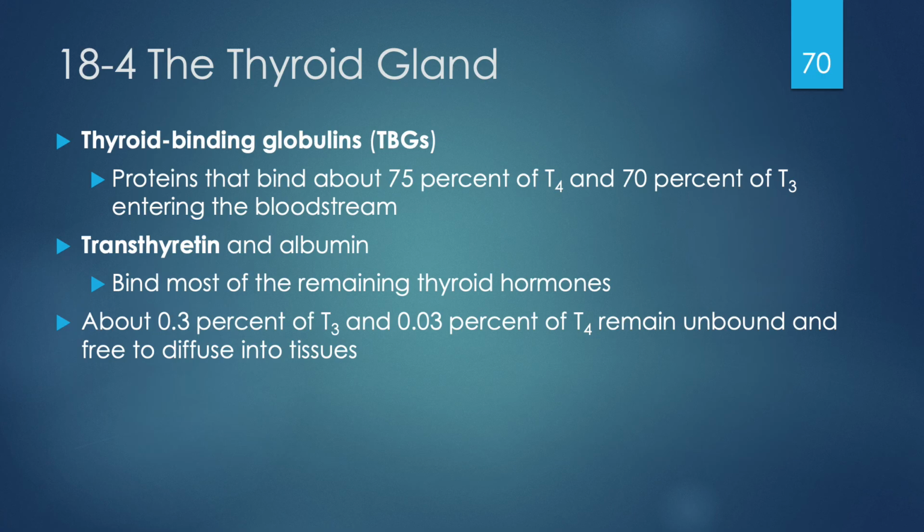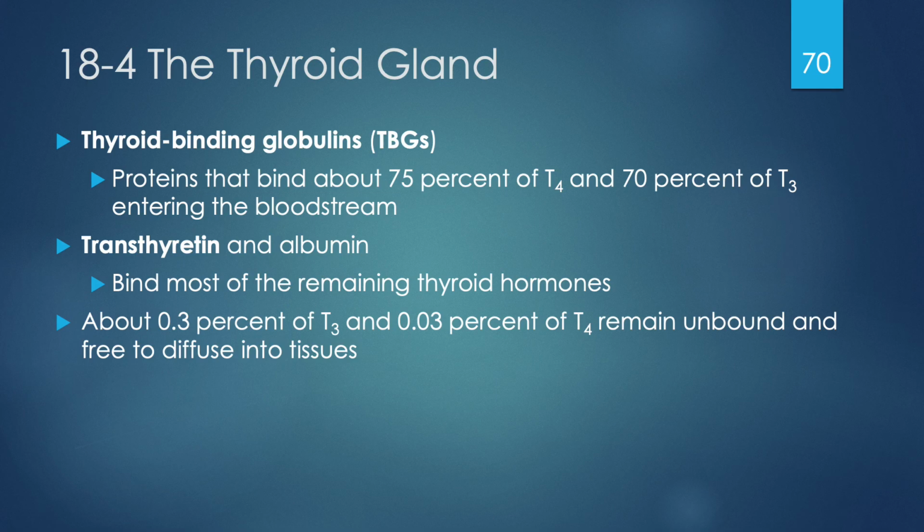Thyroid binding globulins, or TBGs, are proteins that bind to thyroid hormones. They will bind to about 75% of T4 and about 70% of T3. So the vast majority is going to be bound by these thyroid binding globulins, but the remainder is bound by transthyretin and albumin.